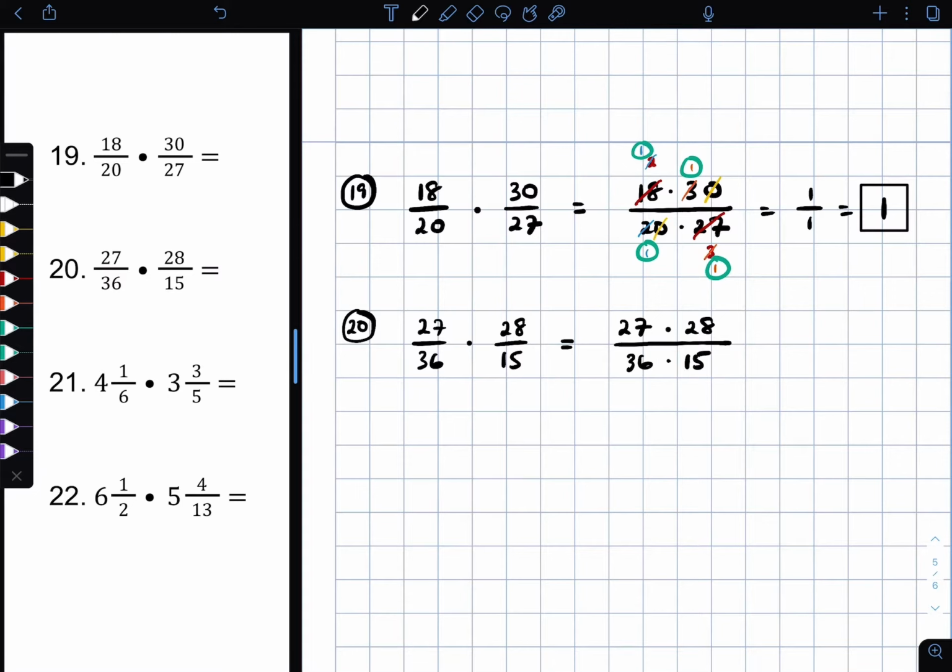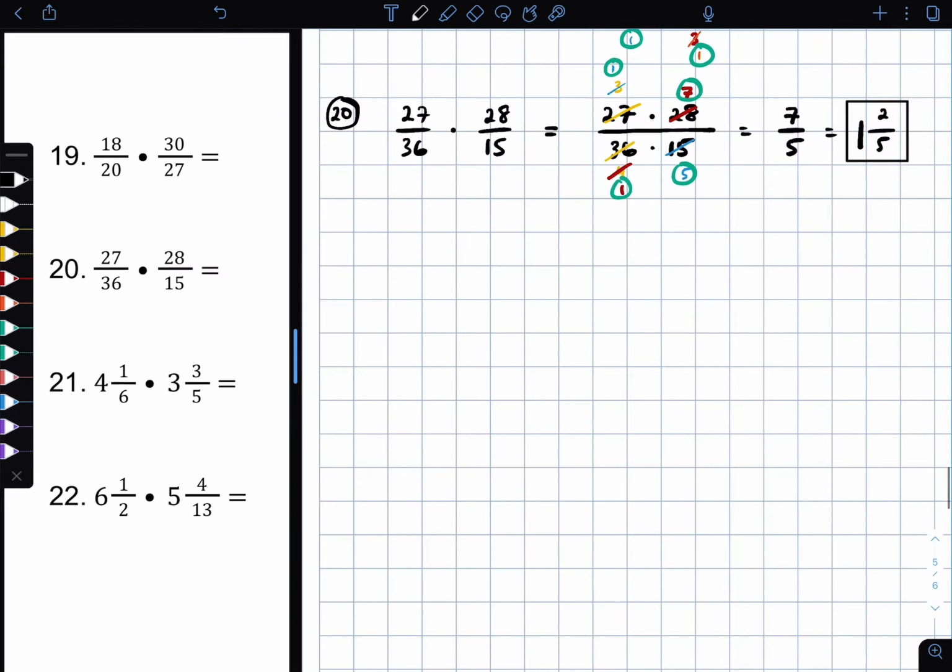All right, looking for stuff to cross out. So this can divide by 9, and this can divide by 9. That would be 3. That would be 4. This can divide by 4, this can divide by 4. We would get 7 and 1. And I think 3 and 15 can both divide by 3. That would be 1, and that would be 5. So we have 1 times 7 on top, and 1 times 5 on bottom. So 1 times 7 is going to be 7, and 1 times 5 is going to be 5. And as a mixed number, this goes in one time with 2 left over. So we have 1 and 2/5. Cool. That's number 20.